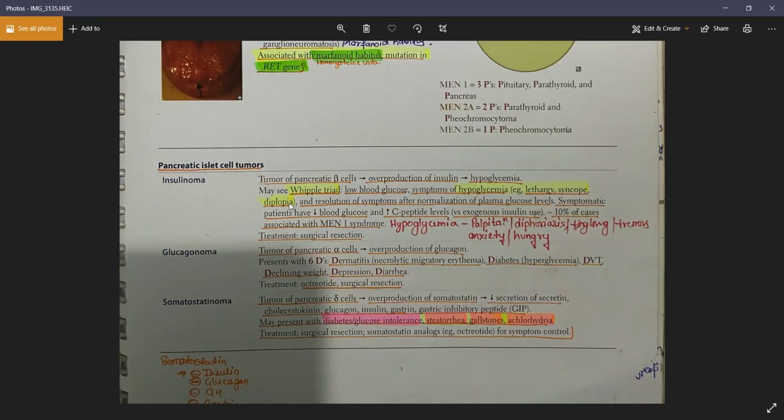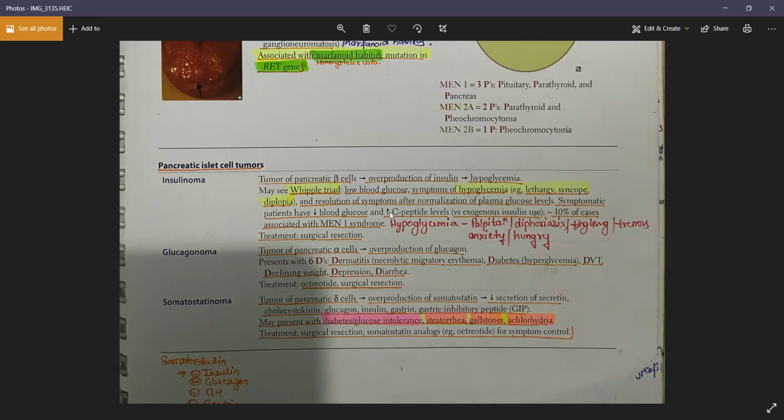So what are the symptoms of the insulinoma? You will have a low blood glucose, and because of the hypoglycemia, you will have an activation of the sympathetic system. So we get the sympathetic symptoms like palpitation, diaphoresis, tingling, tremors, anxiety, hunger, sweating. These are symptoms of hypoglycemia which you will get along with the insulinoma. You will get resolution of the symptoms after the blood glucose levels become normal. So symptoms would be just for the hypoglycemia only.